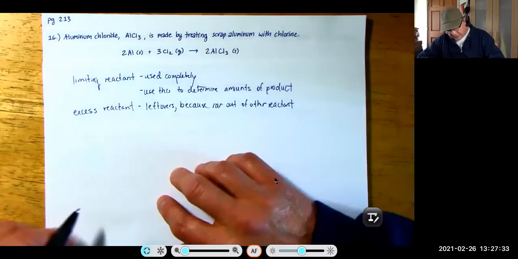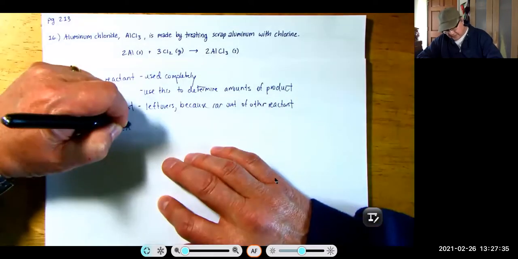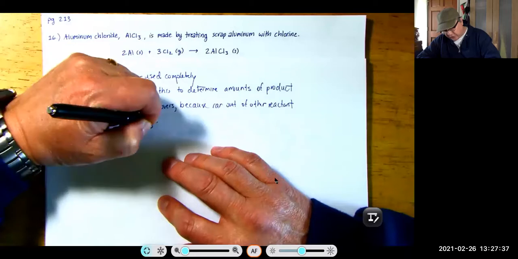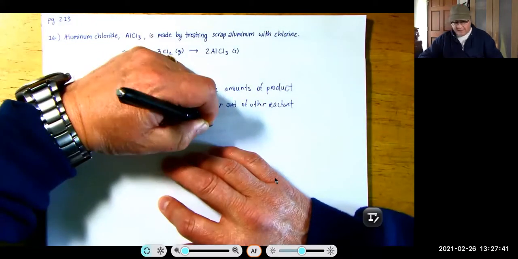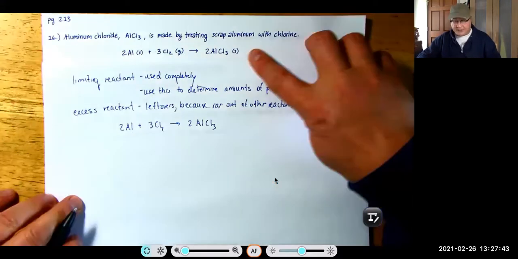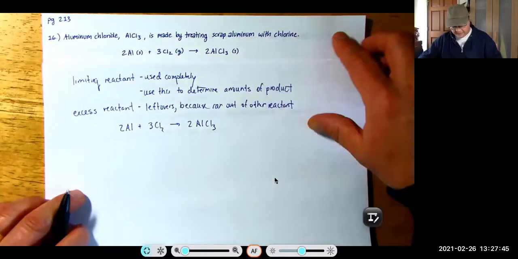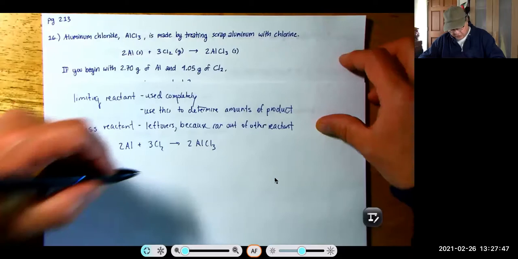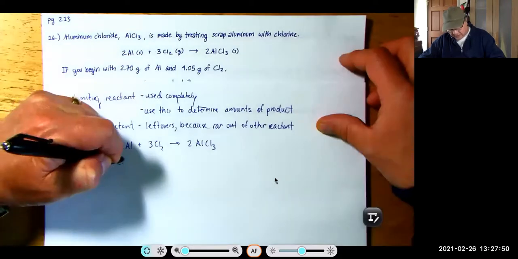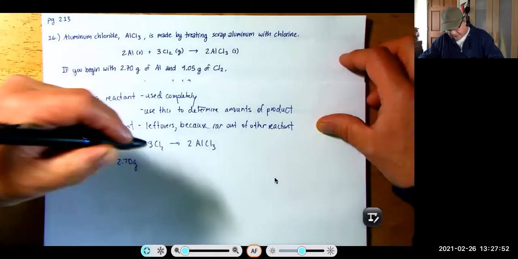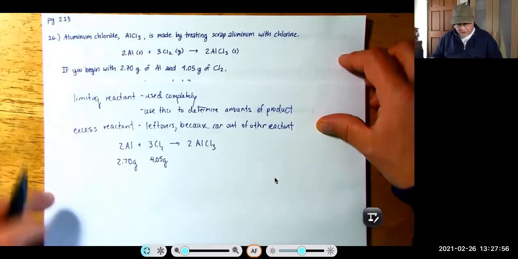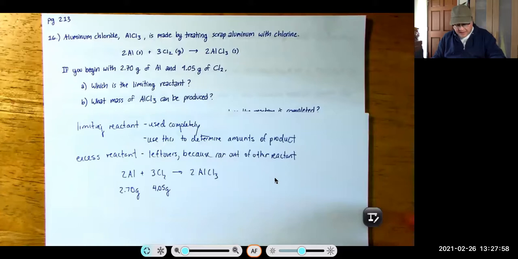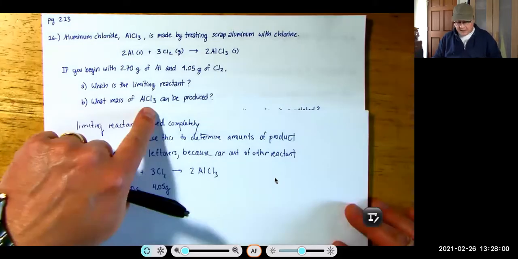So here we have 2Al plus 3Cl2. And usually when I'm doing these, I rewrite the reaction and I leave the states off because that really doesn't matter. So I've got 2.70 grams of aluminum and I have 4.05 grams of chlorine. And notice they want to know what is the limiting reactant and what mass of aluminum chloride can be produced.